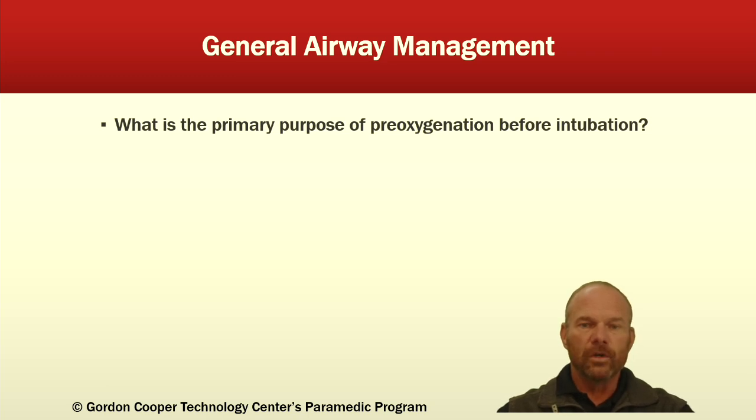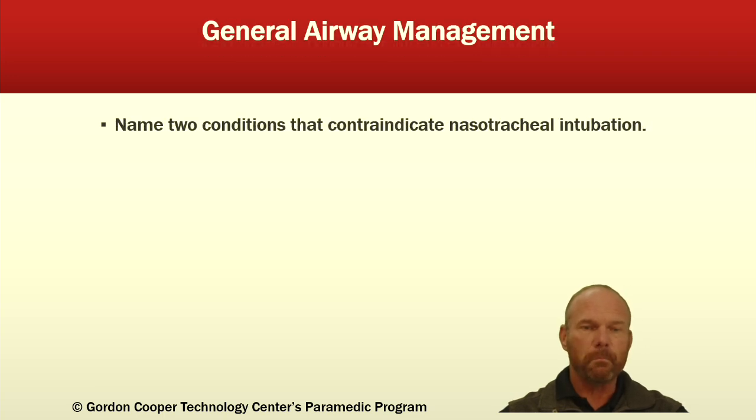Next slide. What is the primary purpose of pre-oxygenation before intubation? Pause now. To maximize oxygen reserves and delay the onset of hypoxia during the apneic period of intubation. Remember, we talked about denitrogenating patients and all of that just to protect us during that apneic period of intubation. So really it's just prolonging the period before we get into the apneic period.